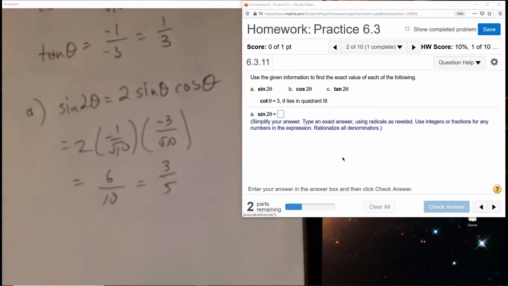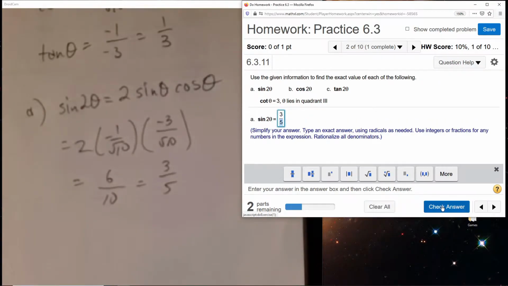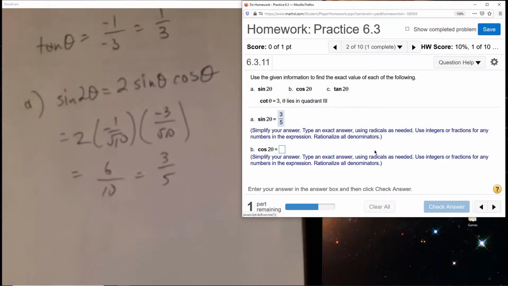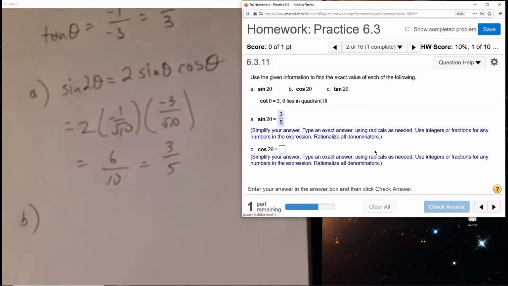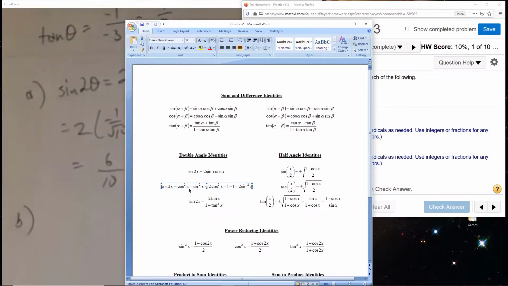For sine 2 theta. And cosine. So they gave us cotangent. None of the cosine expressions actually have a cotangent in them. So in this line here, it doesn't matter which one we use. I'll go with the cosine when it's time.